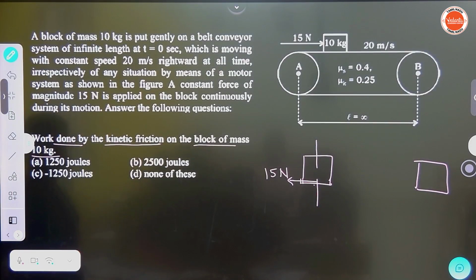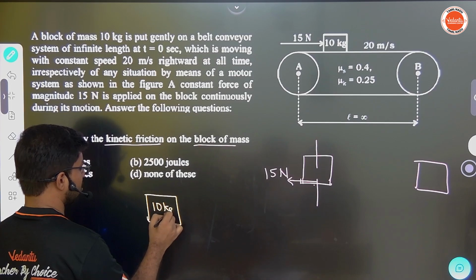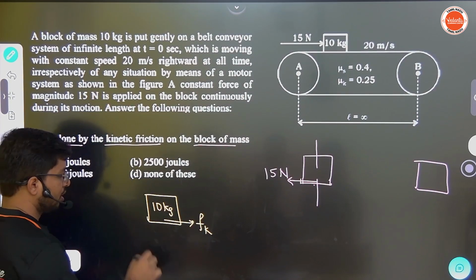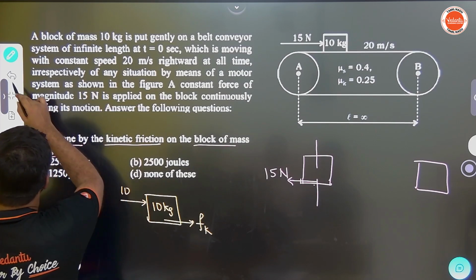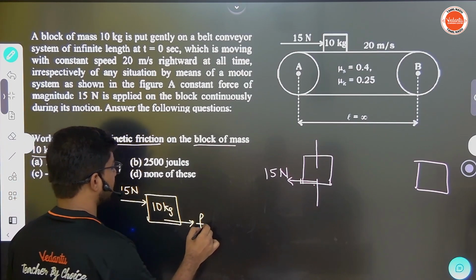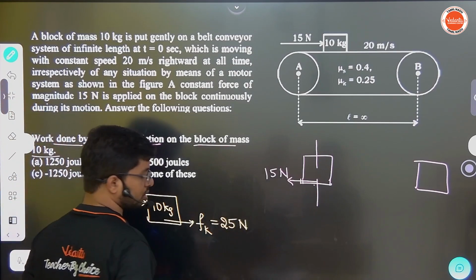Okay, look at this one. They are asking the work done by the kinetic friction on the block. On the 10 kg block, your kinetic friction is acting in the forward direction, along with this there is another 15 newtons also acting here. Correct? What is this kinetic friction force equal to? 25 newtons we got. Correct?